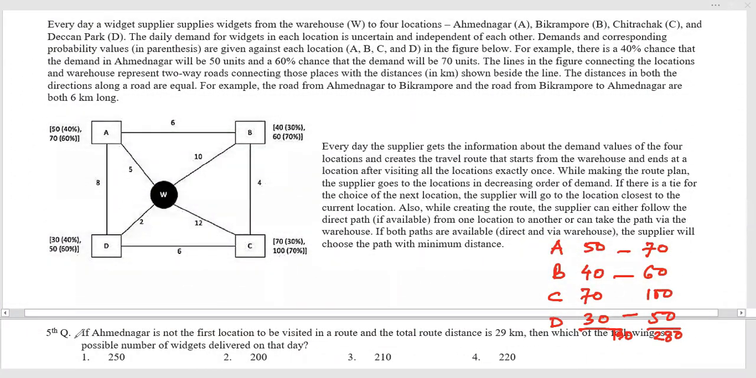Now let us get the last question of the set. If Ahmednagar is not the first location, A is not the first location. Okay. So not the first location. Let's see. Ahmednagar is not the first location. So Ahmednagar cannot be the 70, because if it is 70, already it is more than B and more than D. And C, oh, C can be more than 70 also. It is not the first location. So there is a chance that it can be 70. At that time, C needs to be 100.